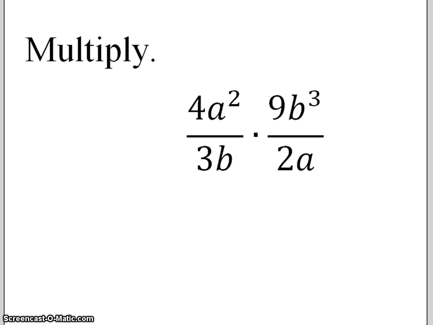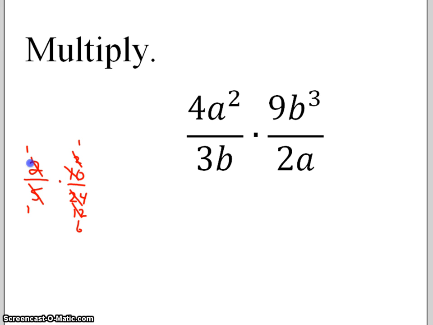Okay, let's look at this problem. Multiply 4a squared over 3b times 9b cubed over 2a. Now, just off to the side, if you've seen this, 2/5 times 10/24, which normally wouldn't be written that way, but that's fine. You've probably cross-canceled. 5 and 10 have a common factor of 5, so you would do that. And then 2 and 24 have a common factor, 2 and 12. You would cancel to 1 and 6, and your final answer would be 1 over 6.